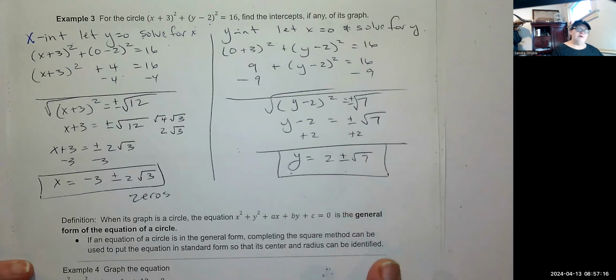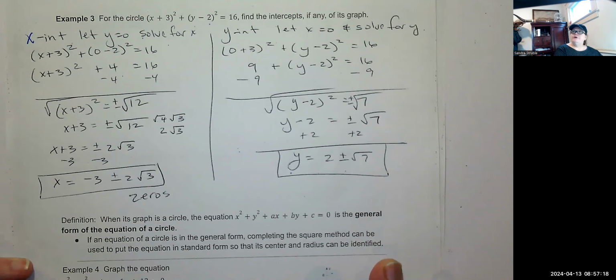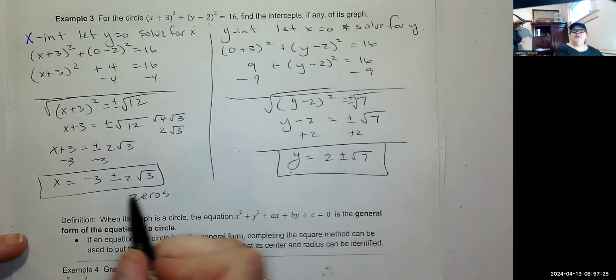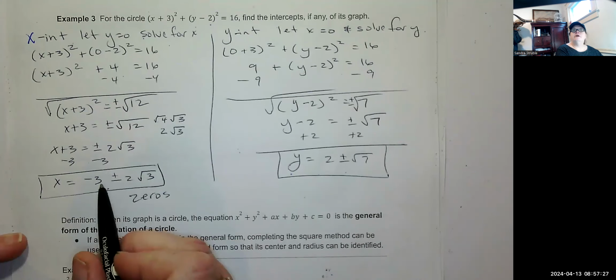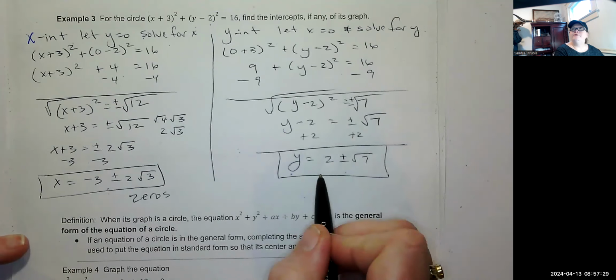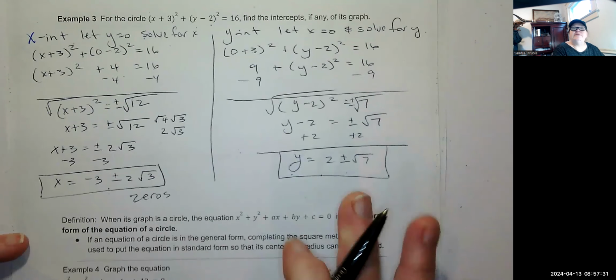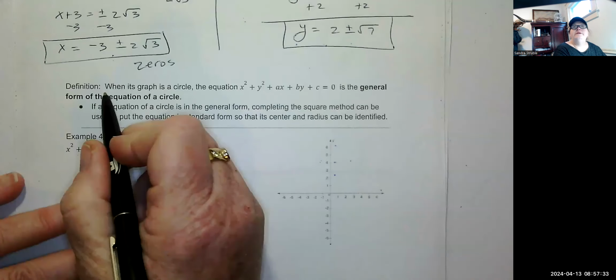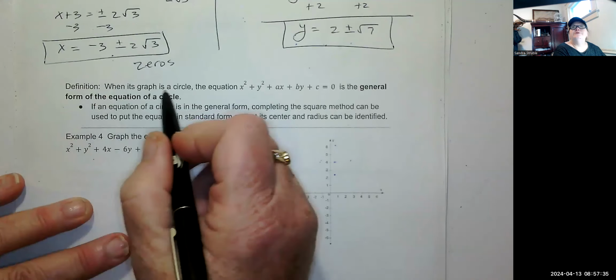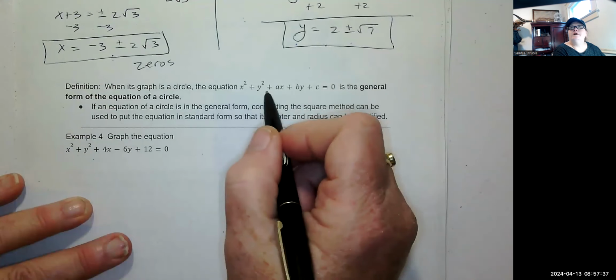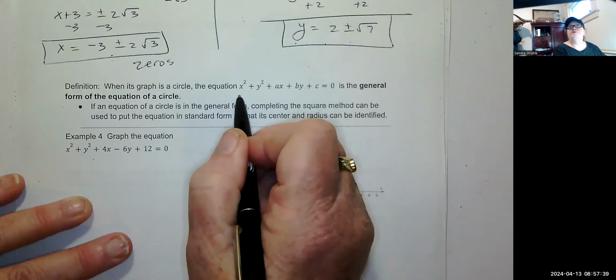What we could do is calculate those on our calculator to find the decimal version and literally draw a circle with this. Because we've got our 2 zeros for our x, and we've got our 2 y-intercepts, and that's going to give us a circle. When its graph is a circle, the equation x squared plus y squared, okay, this is the general form for the equation of a circle.